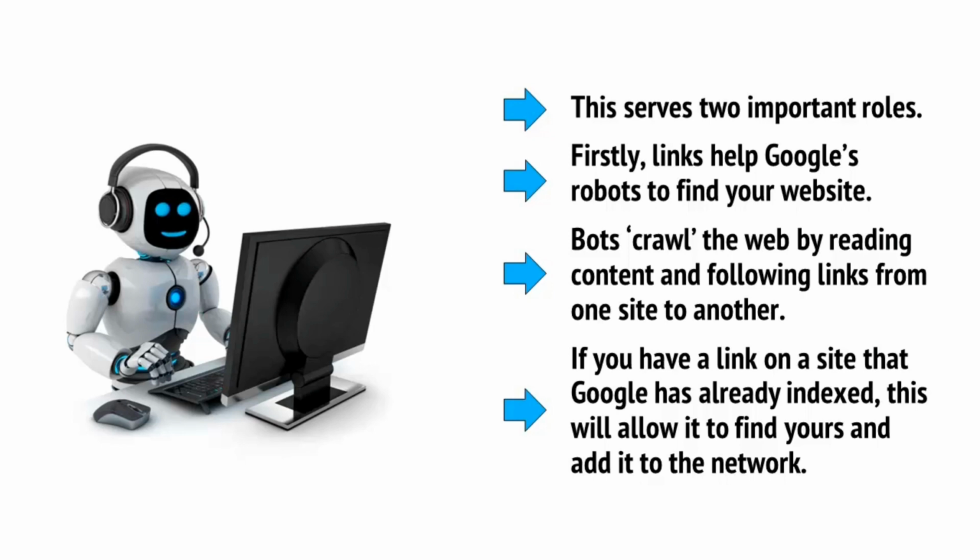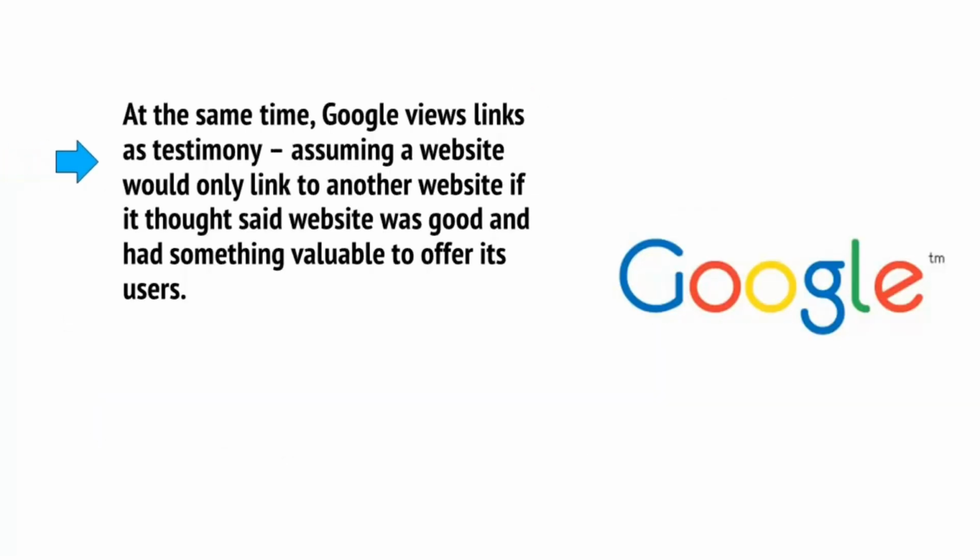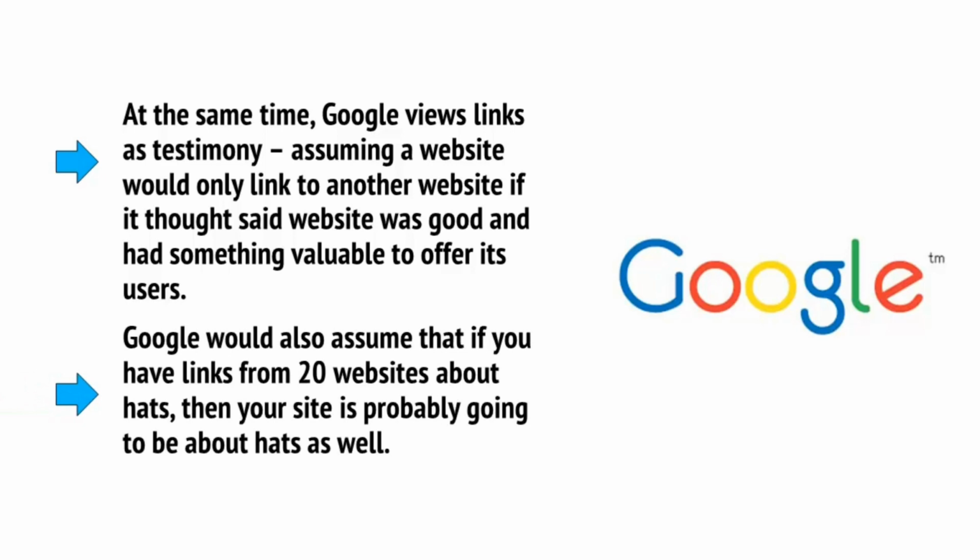At the same time, Google views links as testimony, assuming that a website would only link to another website if it thought said website was good and had something valuable to offer its users. Google would also assume that if you have links from 20 websites about hats, then your site is probably going to be about hats as well, especially if the anchor text has your search phrase in it.